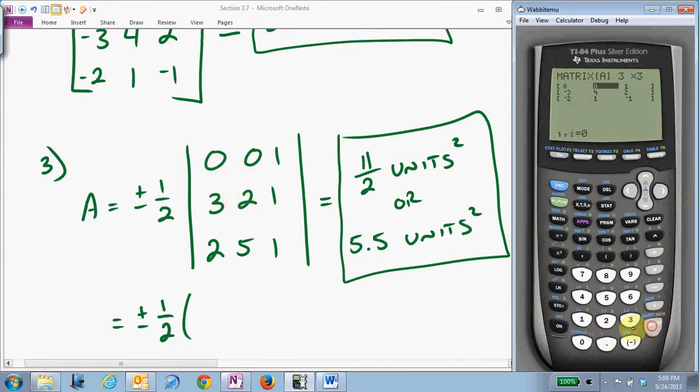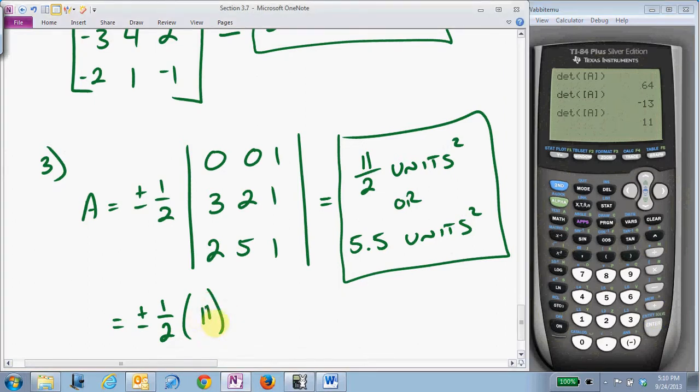So I've got 0, 0, 1, 3, 2, 1, 2, 5, 1. All right, so I've got accurate values in my matrix. I'm going to quit out of this screen, go into the matrix screen, choose the determinant function, and I want to find the determinant of matrix A. The determinant of matrix A is 11.